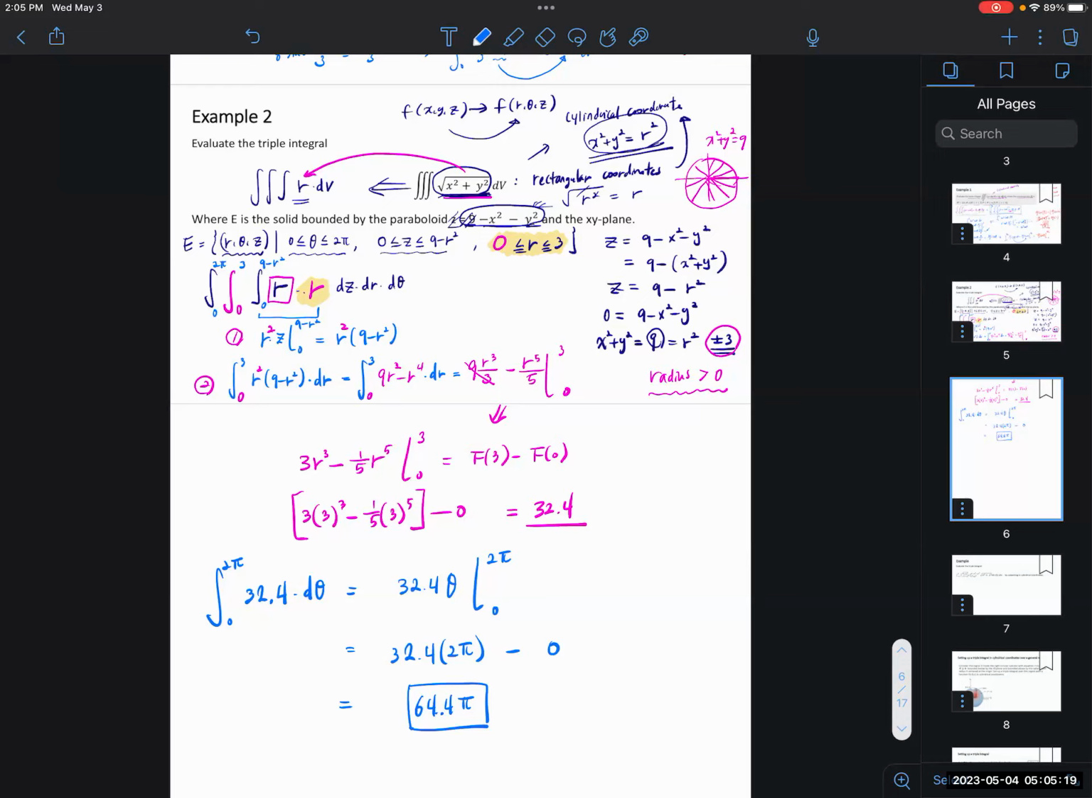So I'm going to hold up here. Does it make sense to you? So you can double check yourself whether my answer is correct or not, but it should be correct.